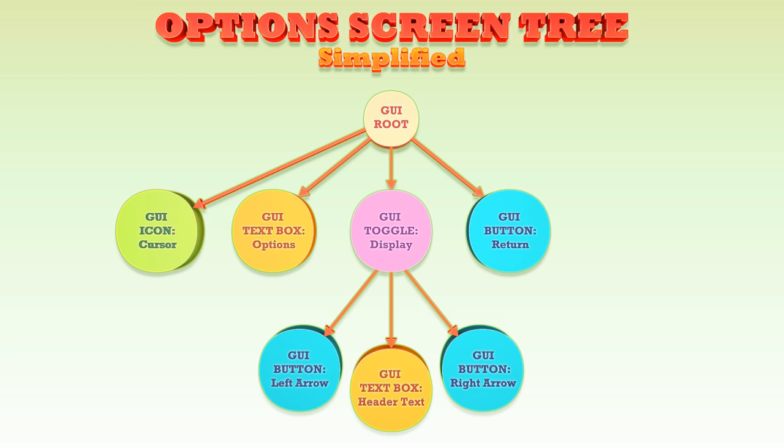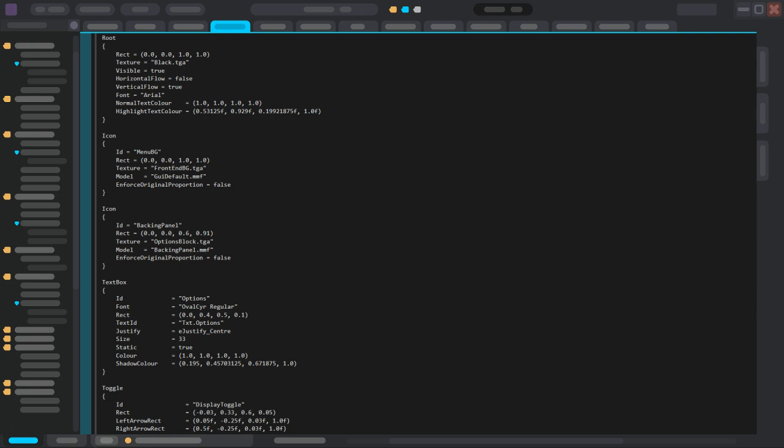The GUI root has an icon, text box, button, and toggle as its immediate children. The toggle has two buttons and a text box as its immediate children. In the configuration file, everything that is not the GUI root is an immediate child of it. The children of its children are only instantiated in the GUI controls concrete class, assuming they have any.